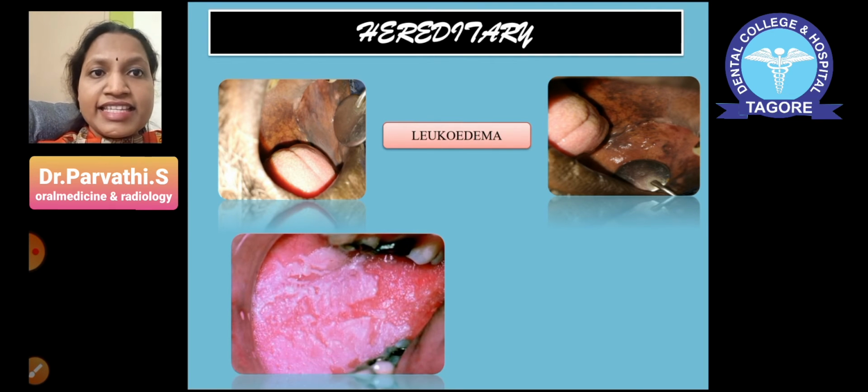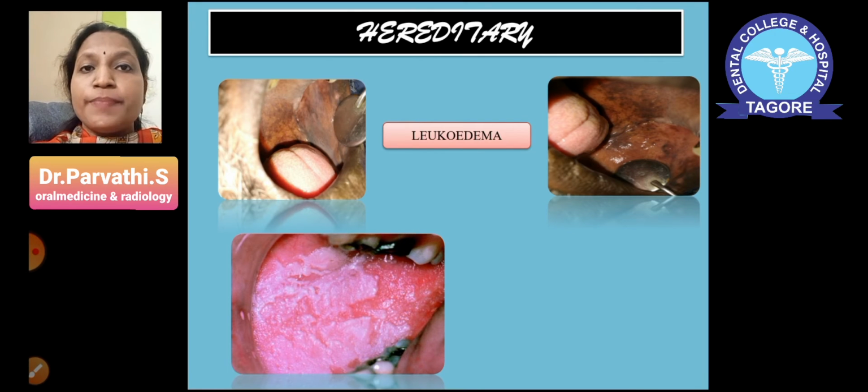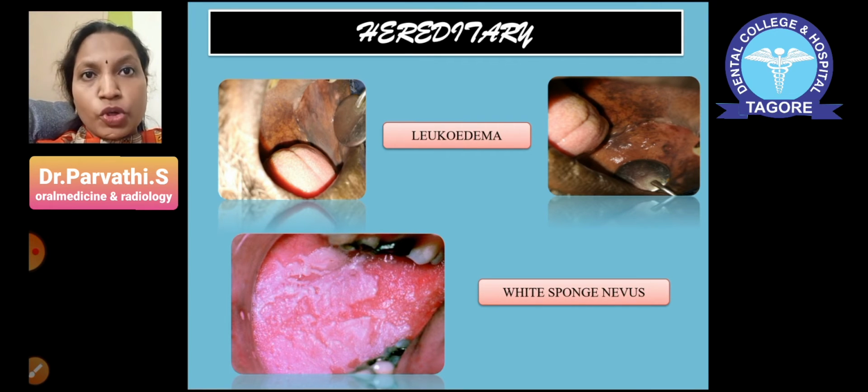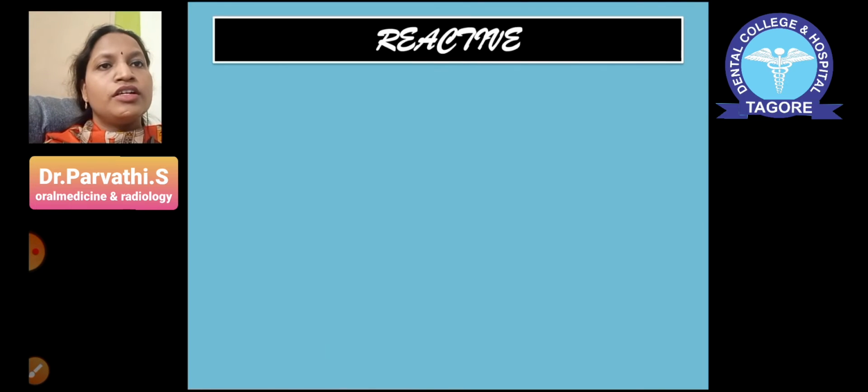The next case, you can see clearly a white area with a velvety appearance. When you see clinically a bilateral white area which is velvety in appearance and hereditary, that is, present from birth, it can be a case of white spongy nevus. Now the second category is the reactive or inflammatory one.